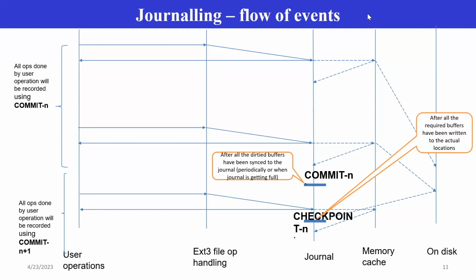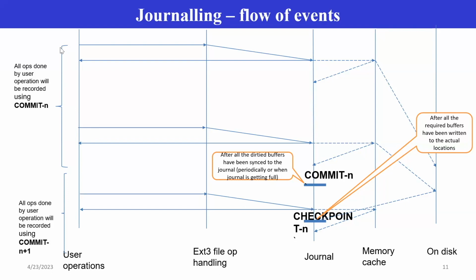Okay, so I will have to cover this. This is the actual picture. It could be a bit confusing, so I will walk through it. This is a kind of flow graph of how the journaling basically happens.